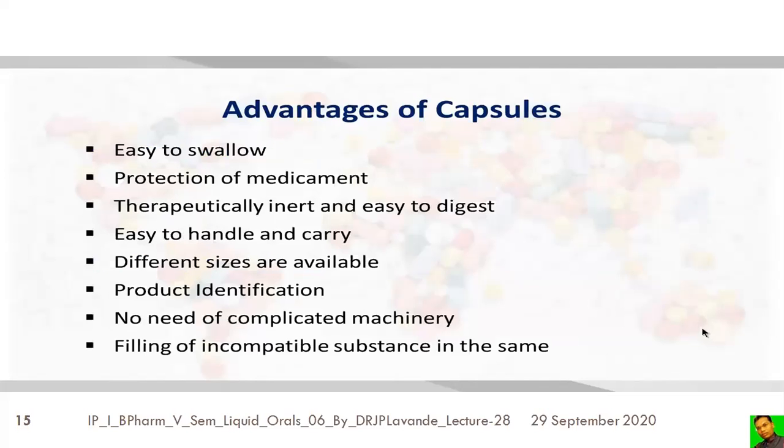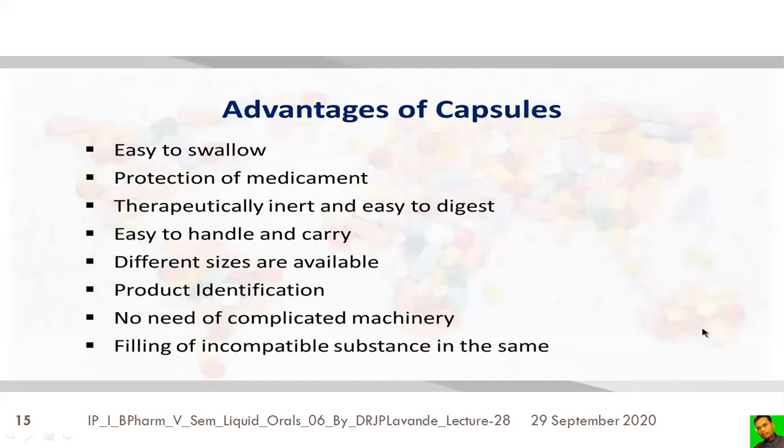Other advantages, like say it is easy to swallow because of its elongated shape, so it is easily swallowed and it passes through the esophageal tube. Protection of the medicament, already I explained to you. Therapeutically inert and easy to digest. The gelatin as such doesn't have its own pharmacological or therapeutic activity. So that's why these are inert, and as these are from a biological source, they will get easily digested by the biological system.